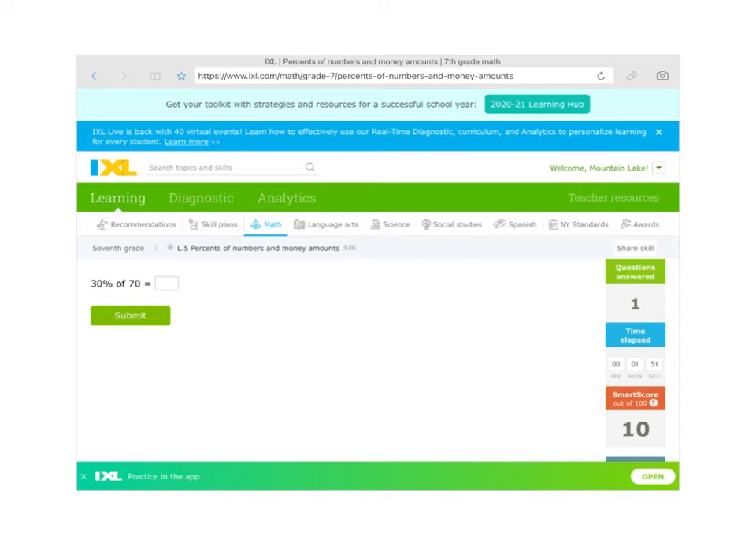30% of 70. Look for these keywords. These keywords will be definitive in such a way that they can help you solve the problem. So 30% per is this, and of is times. So you take 30% of 100. You can even write it as a fraction. So if I didn't have a calculator, I can do this and solve. What's 3 times 7? 21. So this is just a shortcut to your explanation.